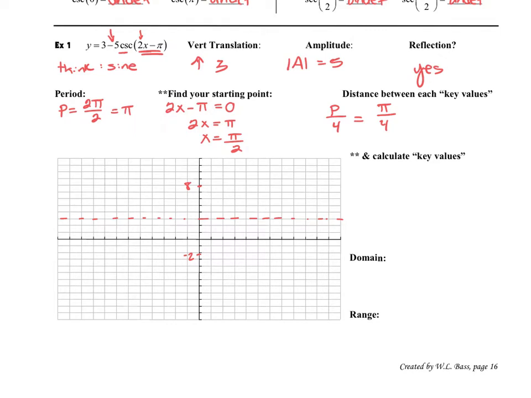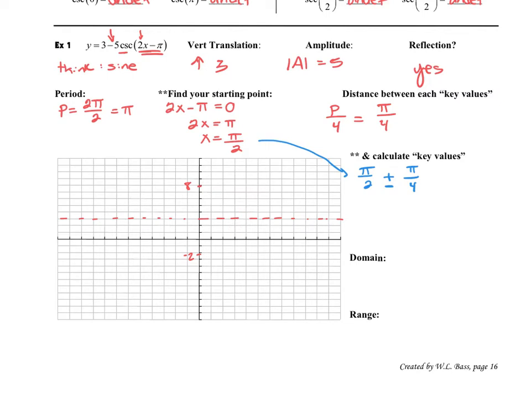Now, when I go to calculate those, I'm going to take the starting point of pi over 2 right here, and I'm going to add to that a pi over 4. What's important to remember, especially if your teacher wants you to do these on a scaled grid, is that that pi over 4 could be a plus or minus. We can go in either direction from our key value, and whichever way is going to fit our graph the best. We also are going to need to decide how much we want each of these vertical lines to represent.